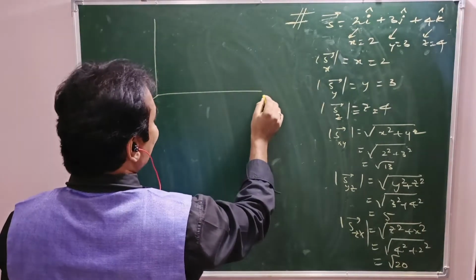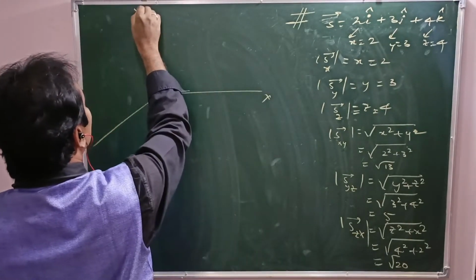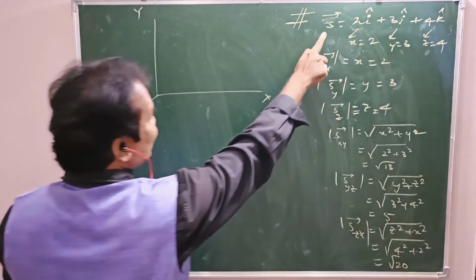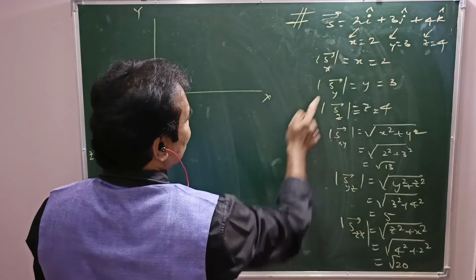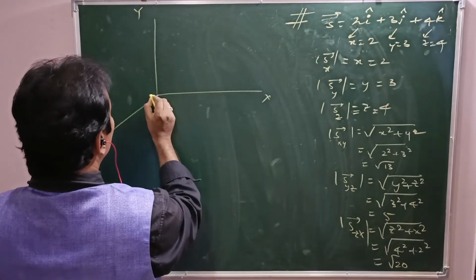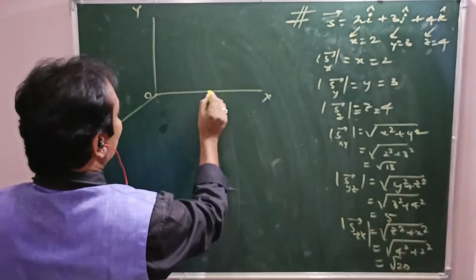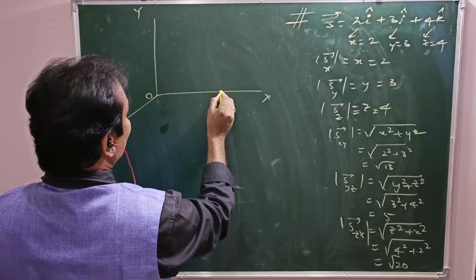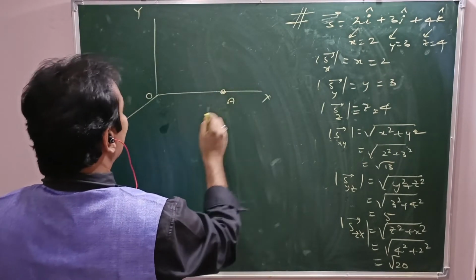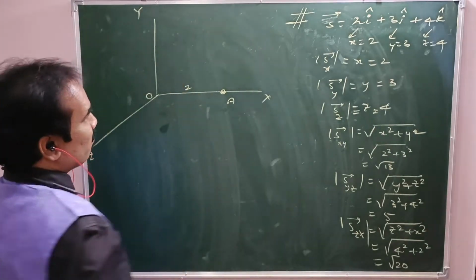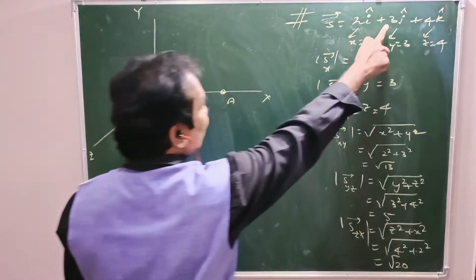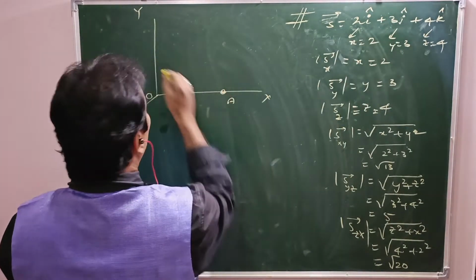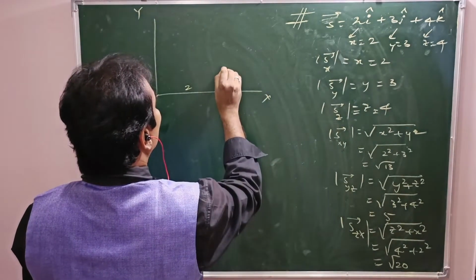So this is the x axis, this is the y axis, this is the z axis. What is the length of this vector along x? It means 2. Suppose this is O, and along x, O to A is 2 meters, for example. Parallel to y means 3 meters.